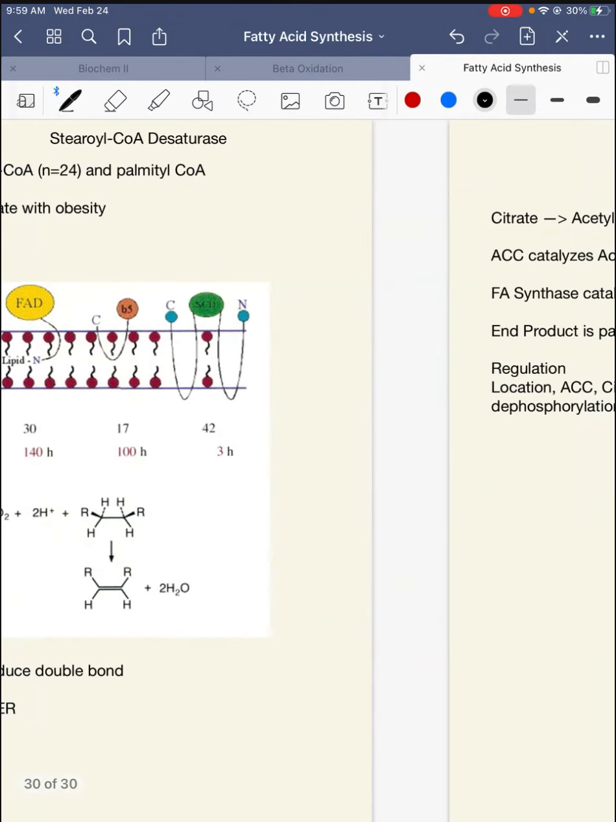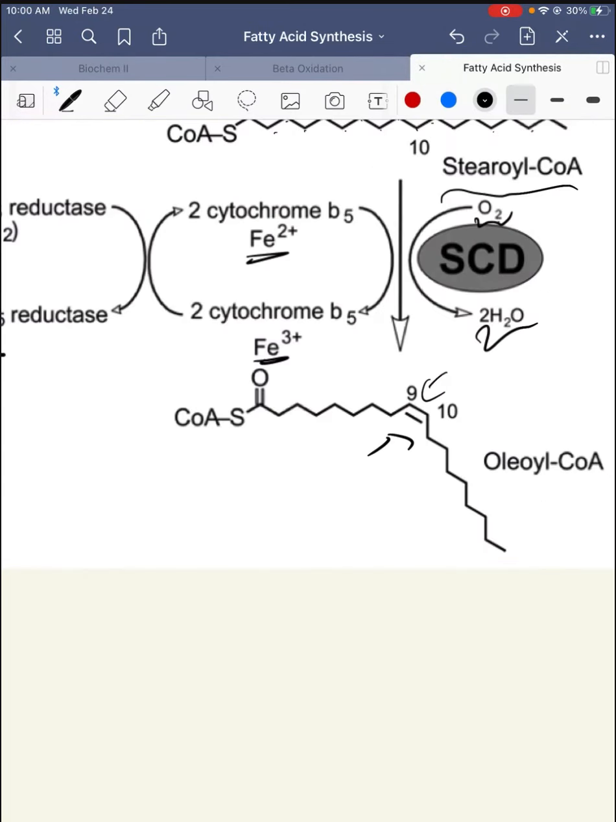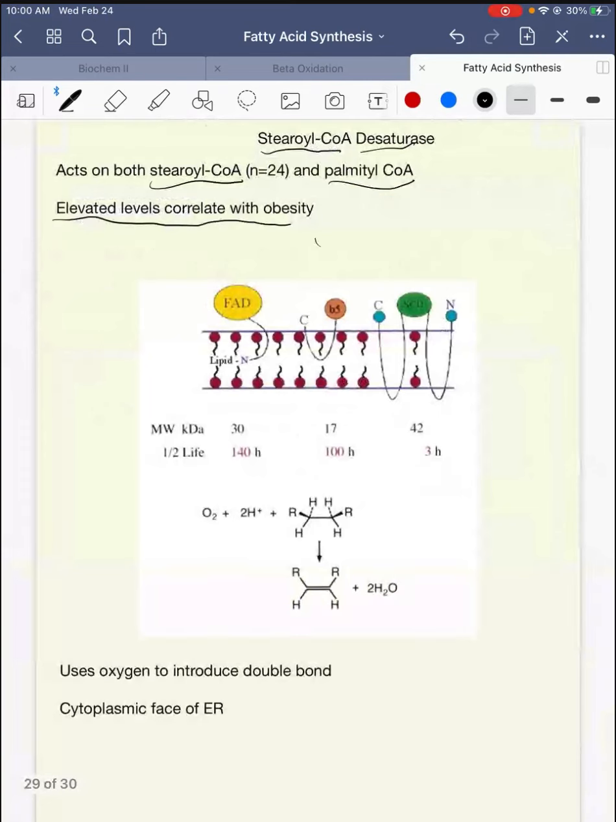Okay, we have 2 more slides. Let's talk about stearoyl-CoA desaturase. This is an example of a desaturase. It can act on both stearoyl-CoA and palmitoyl-CoA. This is actually elevated, and the elevated levels of this correlate with obesity. So what does this tell us? This tells us that whenever you have cis double bonds in your fatty acids, this contributes something to obesity.